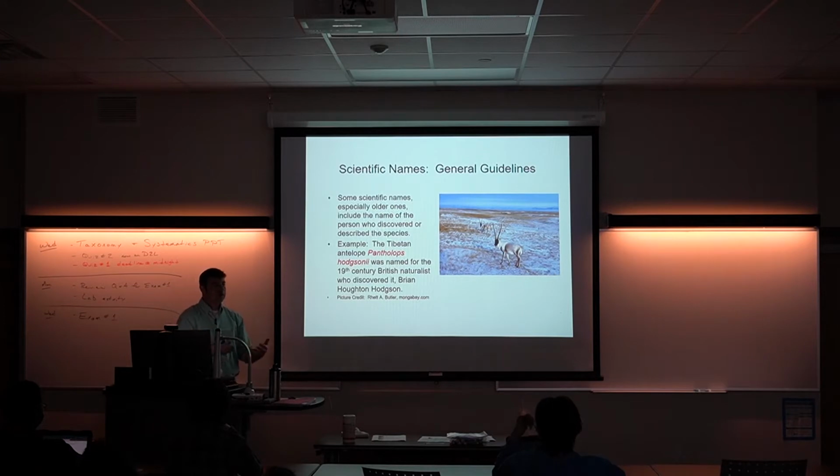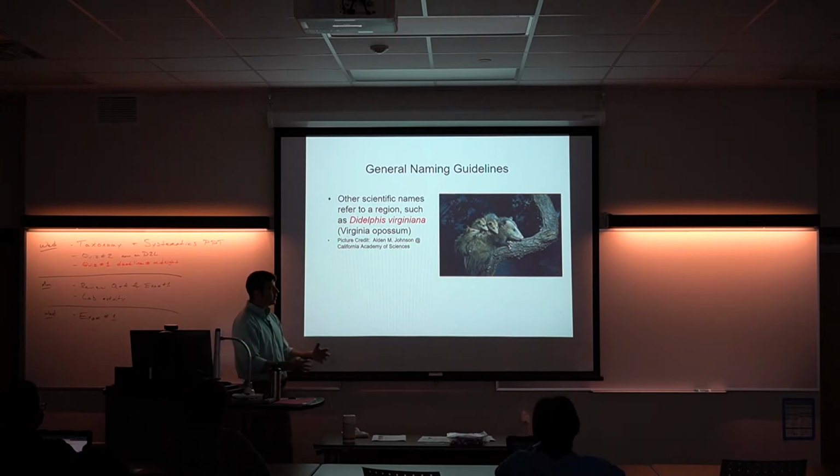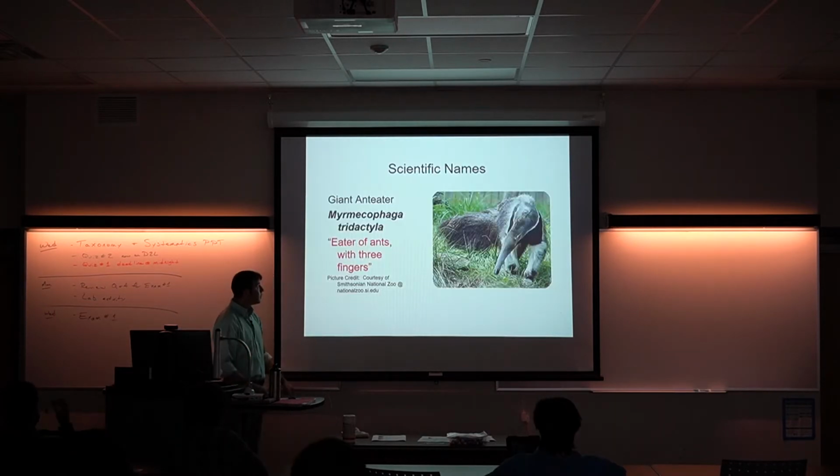But there was one of the spiders or something that was discovered in the last few years that somebody named after Stephen Colbert or something like that. If you discover the species, you can kind of name it whatever you want to name it. Another example would be these possums, the Didelphis virginiana. This species name comes from the fact that it was originally documented in Virginia. So it is sometimes descriptive of the region that it comes from.